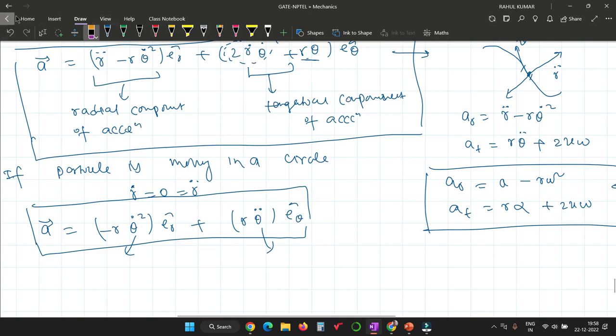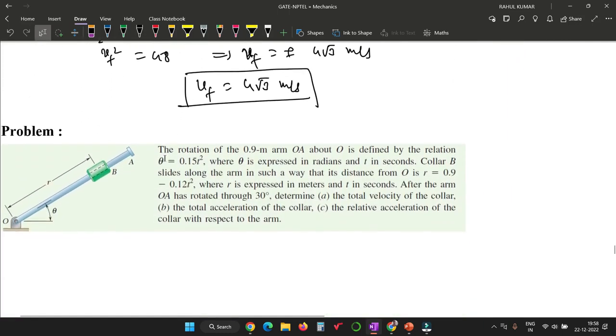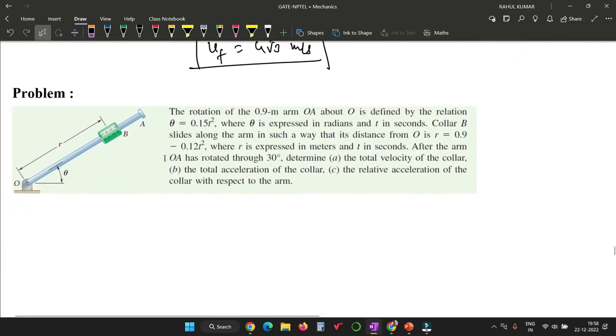Yes, sir. You are very familiar with this problem. Now solve this. But the difference is, in GATE you always see the acceleration as a constant, but here the acceleration is varying with time. Also, you always see the velocity of the slider along this rod is constant, but here the velocity is changing with time. Now solve this problem.